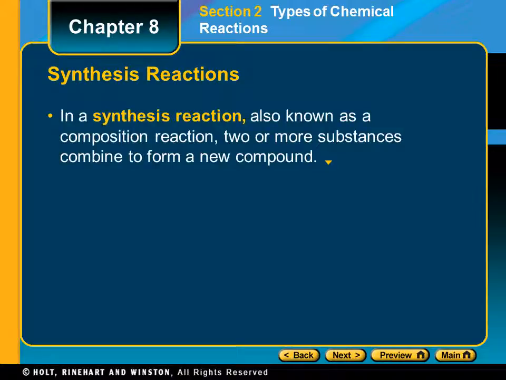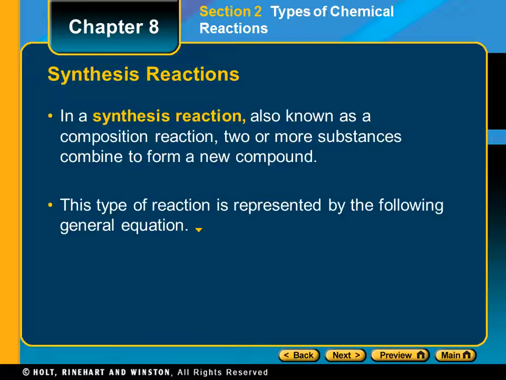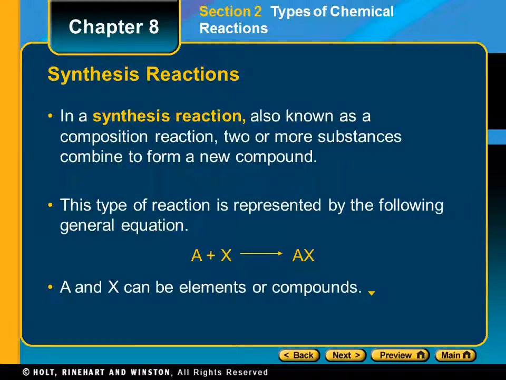So let's talk about synthesis reactions. This is a composition reaction, is another word that we know it by. This is where 2 or more substances combine to form a new substance. That's what synthesis means. You're making something new out of other things that you put together. The general equation that shows a synthesis reaction is A plus X yields AX, where AX is a product that is completely different, a new substance from A or X. And A and X can be elements or compounds in this type of reaction. And AX is definitely a compound.